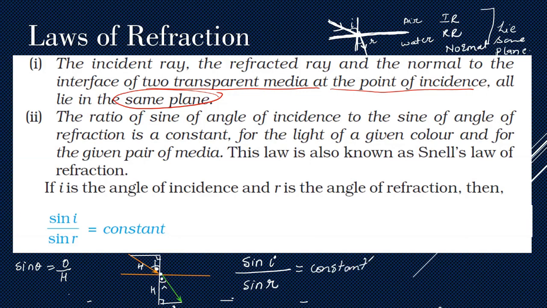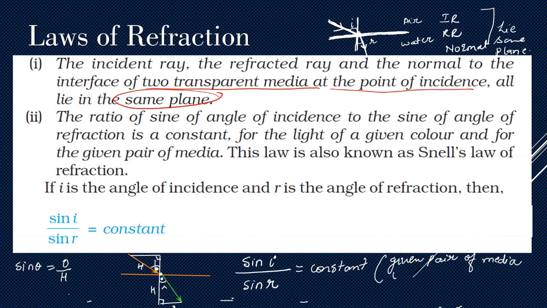And it is constant for a given pair of media. A given pair of media means when I am traveling from air to water, this ratio would be constant. But when I travel from water to air, the ratio would be different. It is not vice versa. Why? When the ray of light travels from air to water, bending is happening in water. But when the ray of light travels from water to air, bending is happening in air. So that is why this constant would be different. That is for a given pair of media.